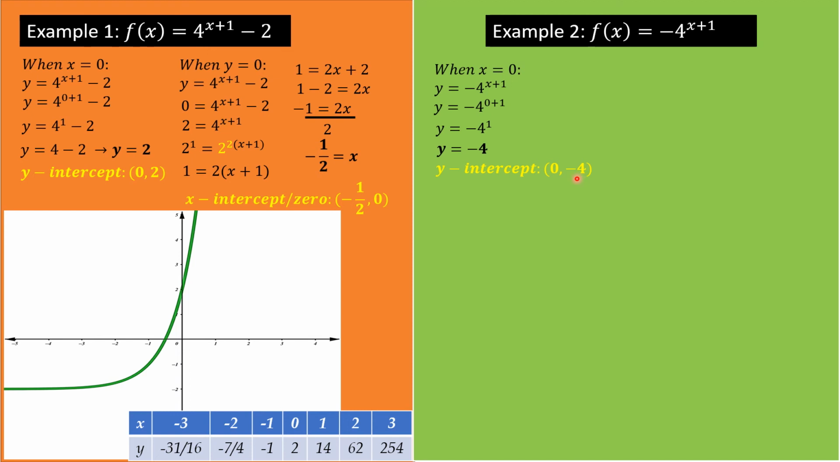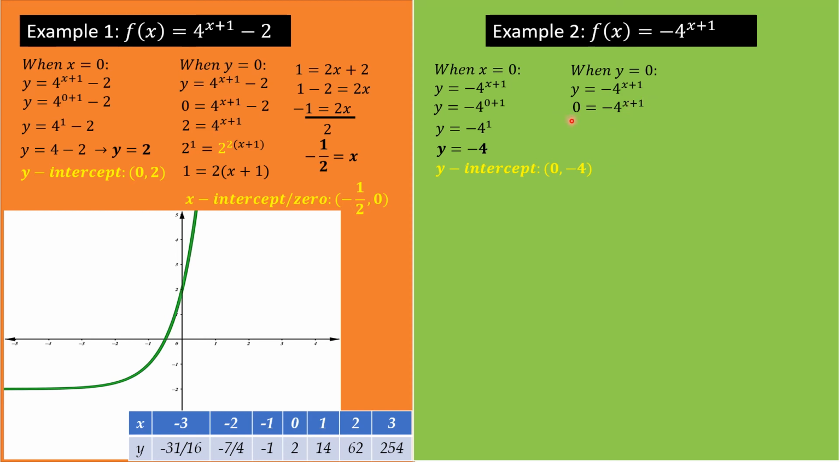Okay, now let's proceed with the x-intercept and 0 of the function. So, paano natin malalaman yung x-intercept? That is by letting y equals 0. Okay, so when y equals 0, so we have here y equals negative 4 raised to x plus 1. Change natin ang y into 0. So, we will be having 0 equals negative 4 raised to x plus 1. Okay. So, to solve for the value of x, we should have to equate.